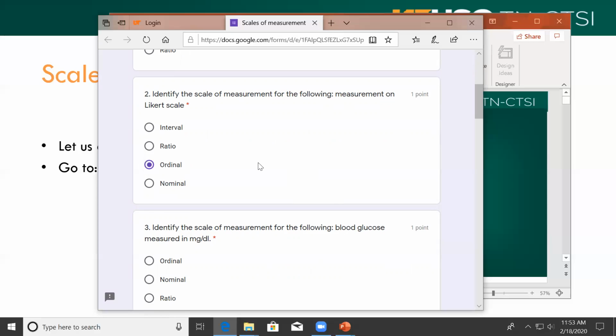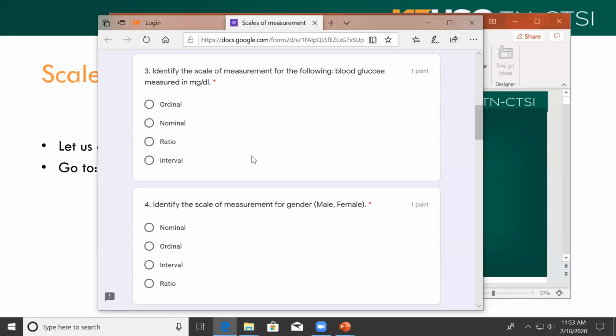Next: identify the scale of measurement for blood glucose measured in milligrams per deciliter. It's numerical. Numerical should be interval, right? Yeah, but what about ratio? It's ratio, because there can be a true zero. In this case, blood glucose might be 0. Like if a person is hypoglycemic, blood glucose might fall to 0.